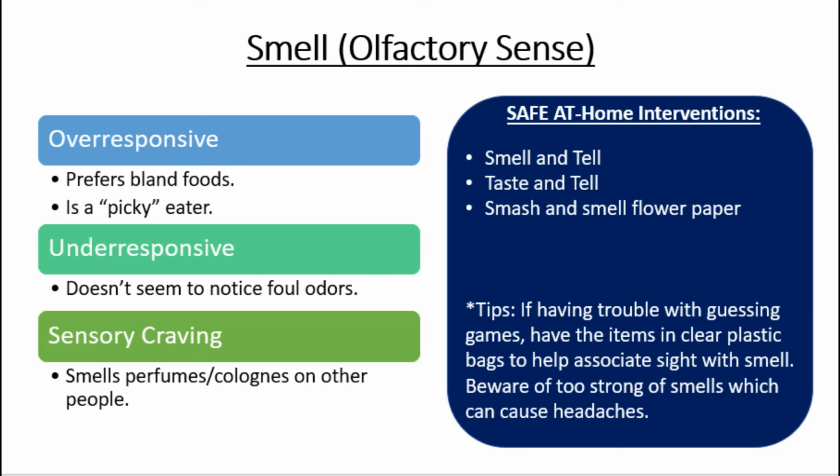And lastly, smell, or the olfactory sense. Now, these signs you'll see are pretty similar to taste, and that's because taste and smell are very well connected. So, over-responsive kiddos, they may not seem to notice foul or strong odors. In sensory craving kiddos, they may tend to smell perfumes and colognes on other people.